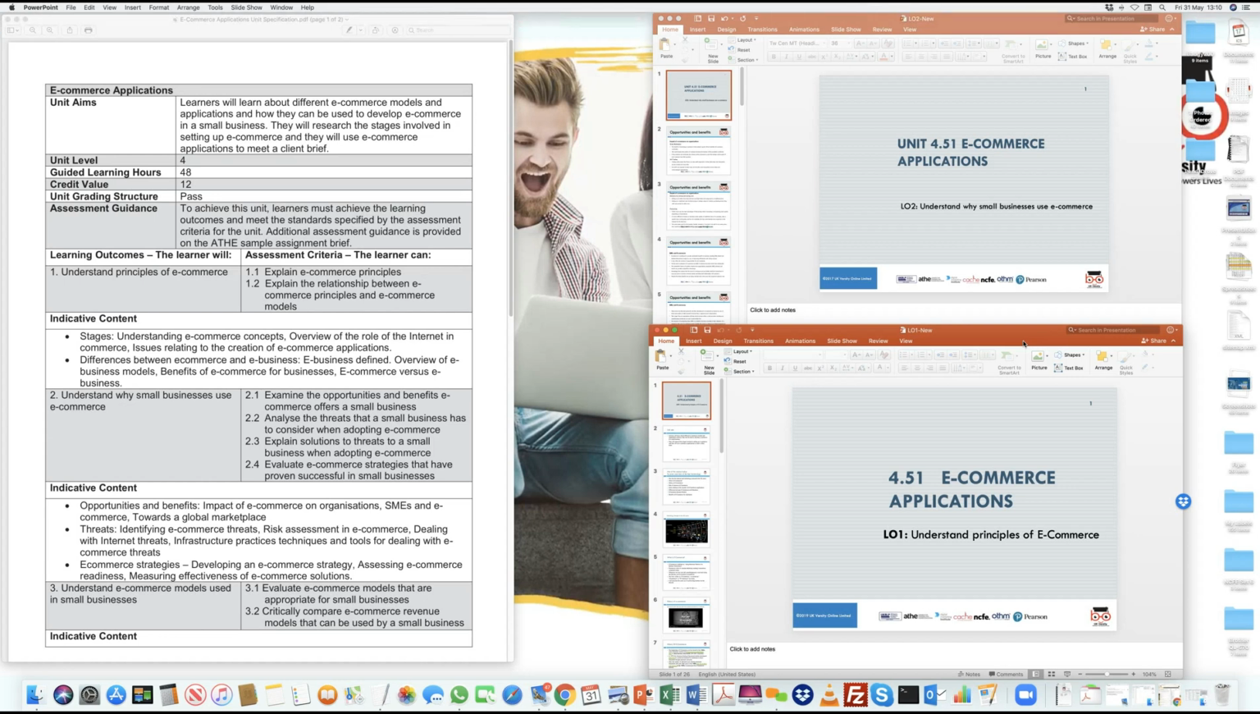And then towards the end, we want to see how e-commerce is growing as a business model, and how companies are able to derive or increase their revenue by using e-commerce as one of the strategies to go to market.